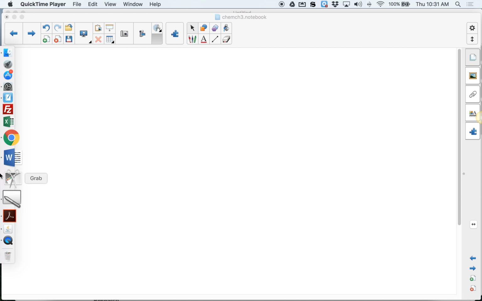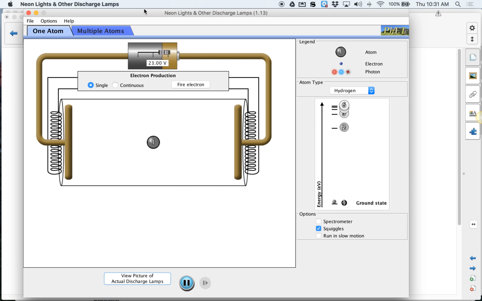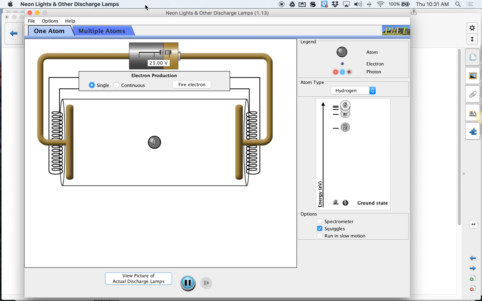So here's the simulation we're going to look at. This is linked on the website in case you would like to go play with it, but you're going to need a computer. iPads won't work, and mobile devices aren't going to either.